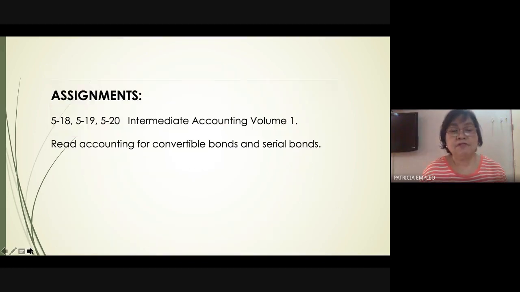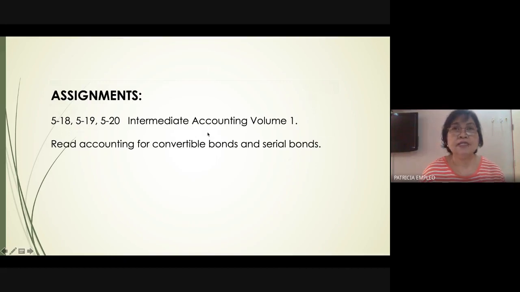After completing therefore this cycle, you have to repeat it all by yourselves now. You have to compute for the financial statement elements. Based on your entries, you may prepare entries or you need not prepare entries based only on your computations. So you are to do 5-18, 5-19, 5-20 from Intermediate Accounting Volume 1.